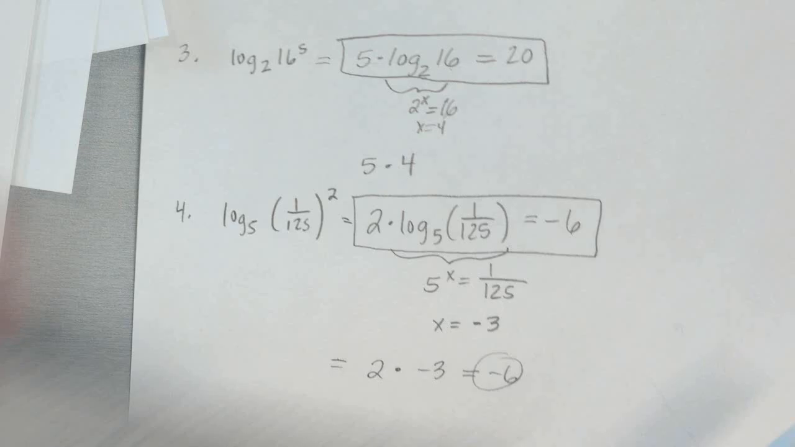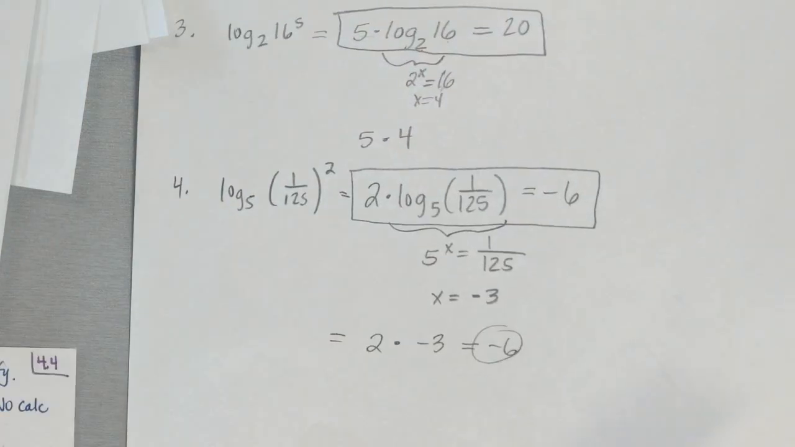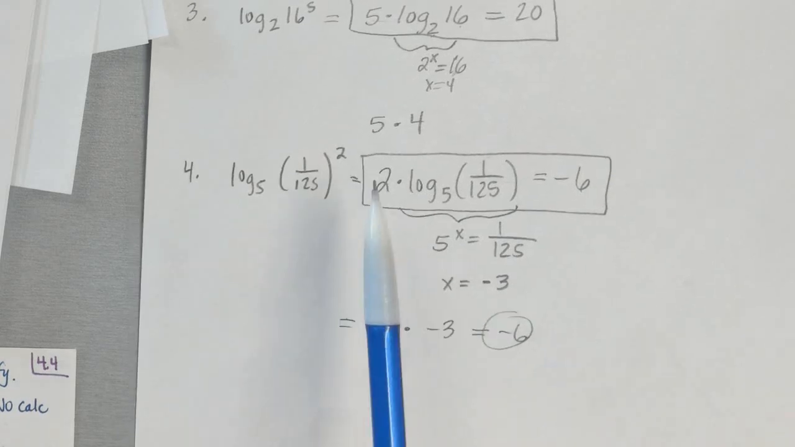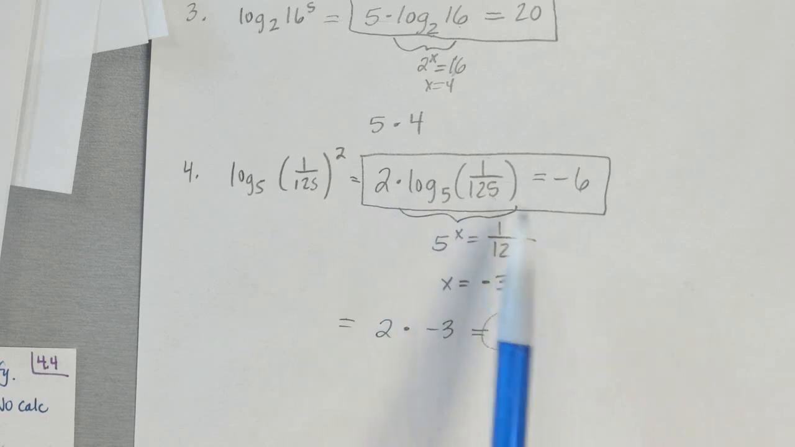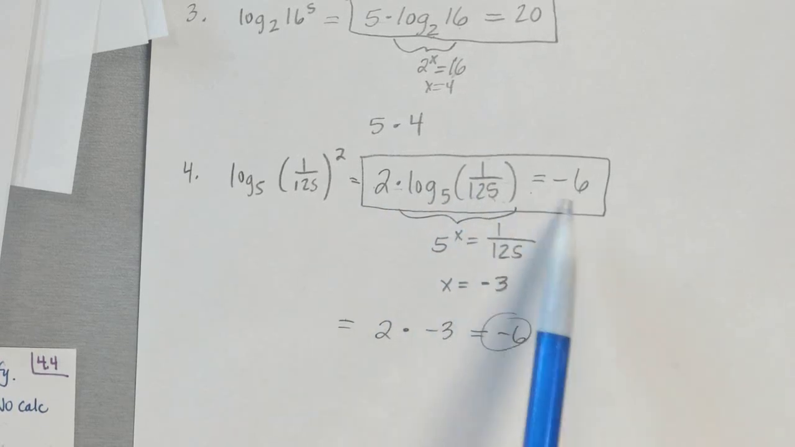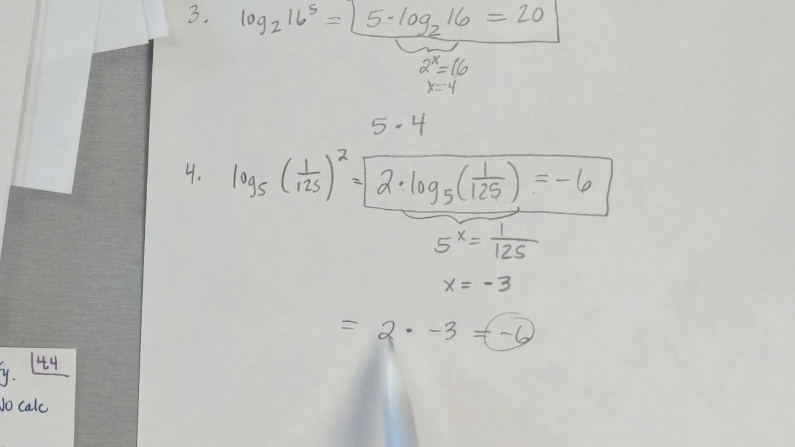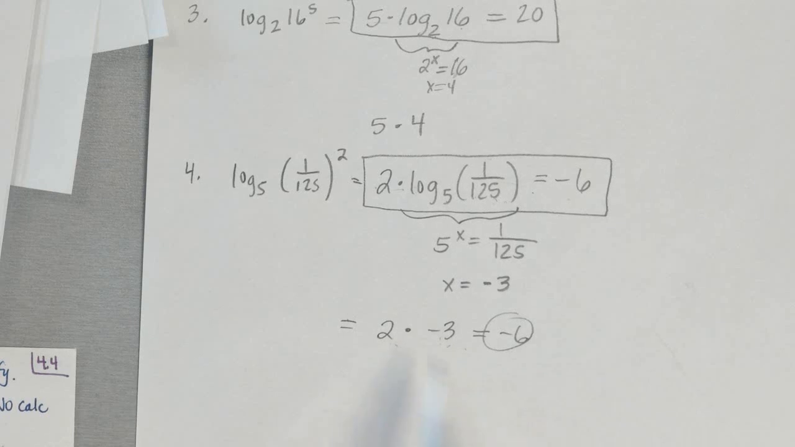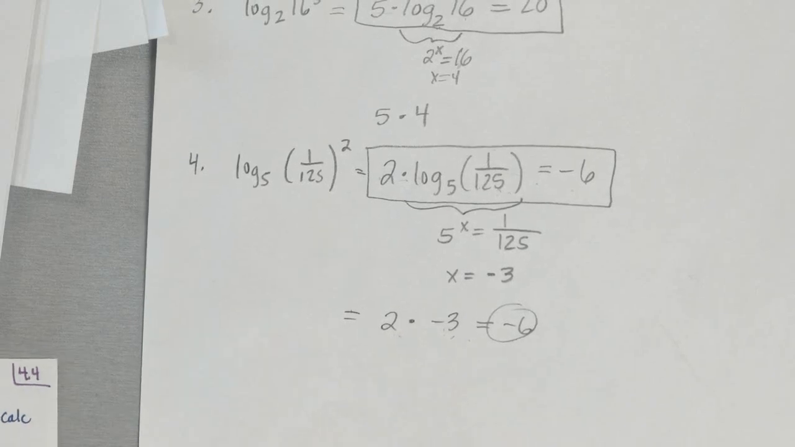How would we write it down? Is it 2 times negative 3 equals negative 6, or is it with the log? Yes, with what I boxed in. So 2 times the log base 5 of 1 over 125 equals negative 6. This is just my work for how I got to that answer. So don't forget to do the multiplication because sometimes people forget that step.